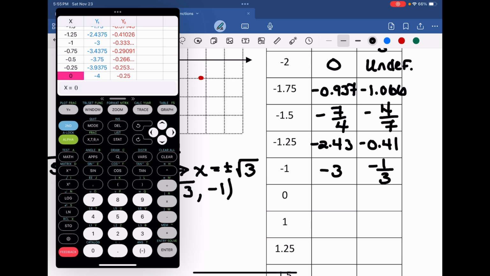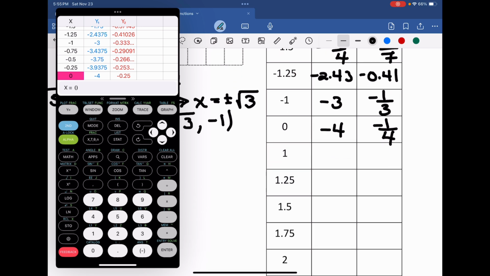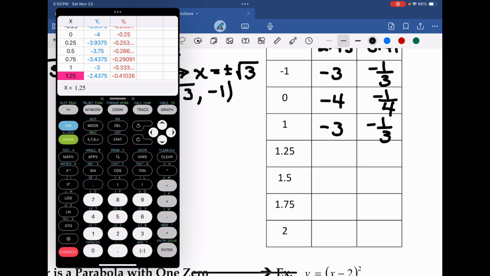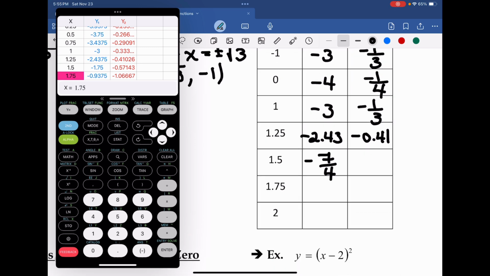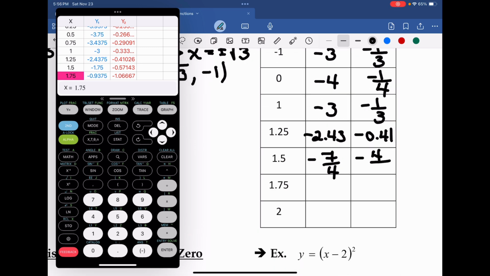If it's 0, which will be up here, it's negative 4, which its reciprocal is negative 1 over 4. If we get 1, which is down here, we get negative 3. And that means negative 1/3. If we have 1.25, it gives us the 2.43, which then its reciprocal is 0.41. If we get 1.5, we get that same value again of negative 7 over 4, which by its reciprocal is equal to negative 4 over 7. I said negative 4 over 3 earlier, but it's negative 4 over 7. I was like, seems a little odd.